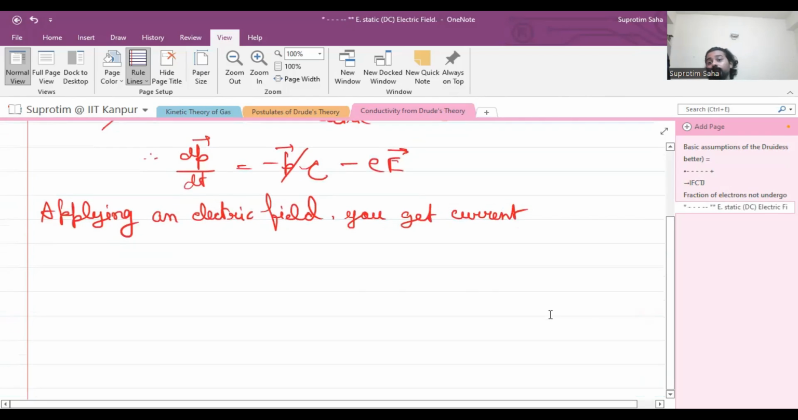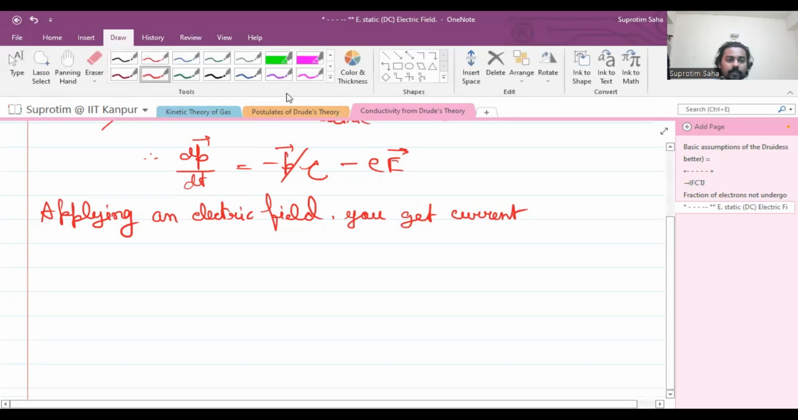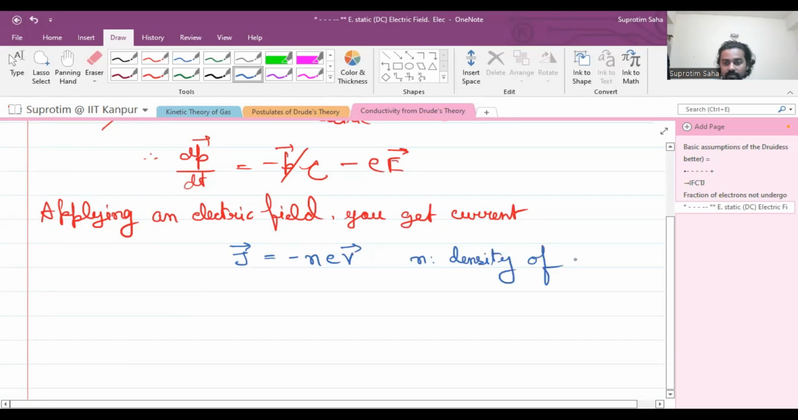Now what concerns the current? What mathematical term do we get for current in a problem? We talk about the current density. So for current density, we write J vector, as we know, is given by minus n e v vector. n is the density of electrons, number density of course, v is the velocity of the electrons, and e is the charge of the electron.